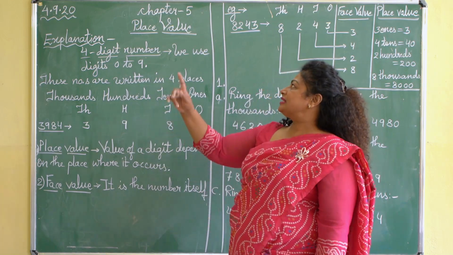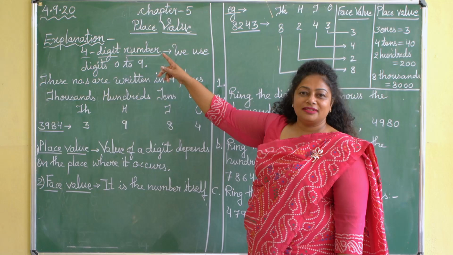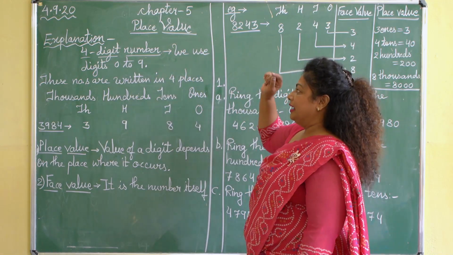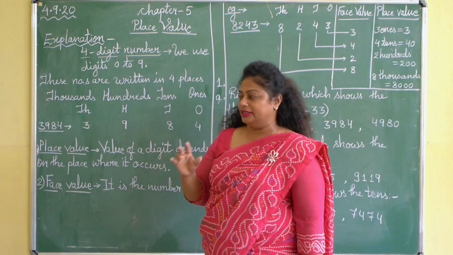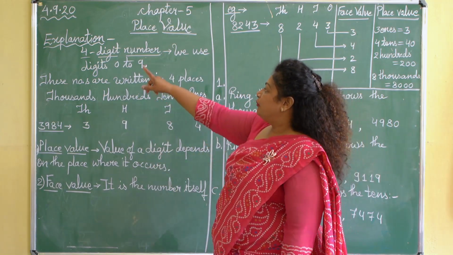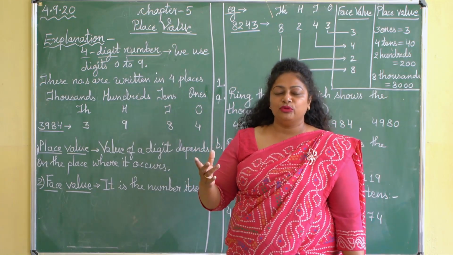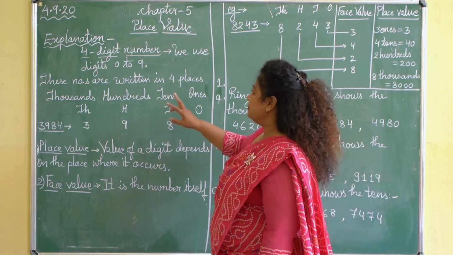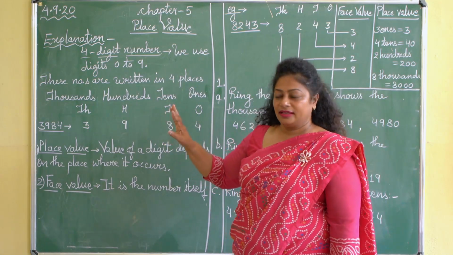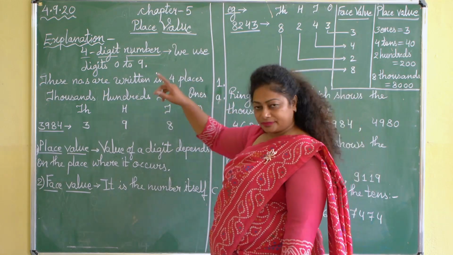So today we'll start with chapter 5 and the name of the chapter is place value. Let me explain some points in the chapter which are covered. First of all, 4-digit number. In order to form a 4-digit number, we have to use numbers from 0 to 9. These numbers are written in 4 places. You can see on the blackboard, there are 4 places for the number.